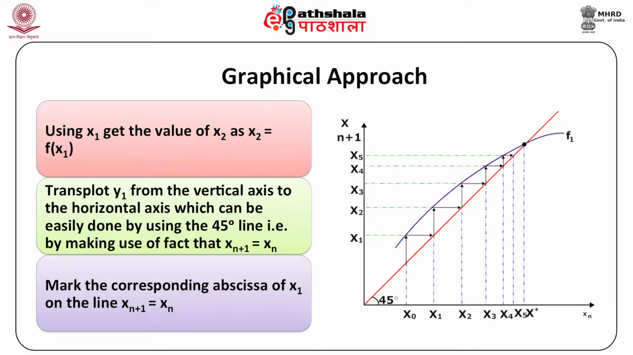Now using x1, we can get the value of x2 as x2 is a function of x1. For this, we transplot x1 from the vertical axis to the horizontal axis, which can be easily done by using the 45-degree line. That is, by making use of the fact that xn+1 is equal to xn. This means we simply need to mark the corresponding abscissa of x1 on the line xn+1 is equal to xn. From this abscissa, we again need to draw a vertical line to the curve F1 and find the corresponding ordinate, which is now x2. Repeating the same procedure with x2, we get x3 and so on.